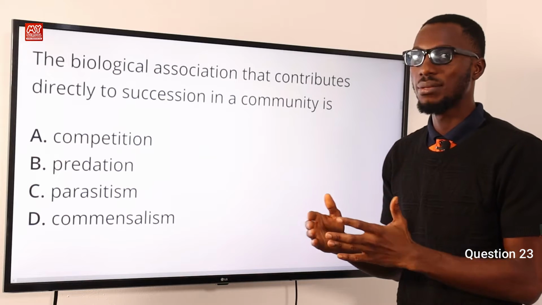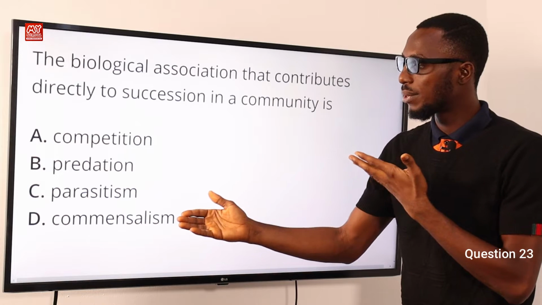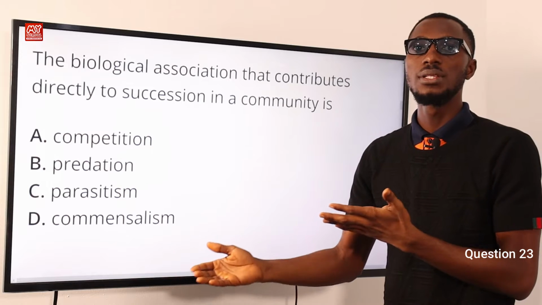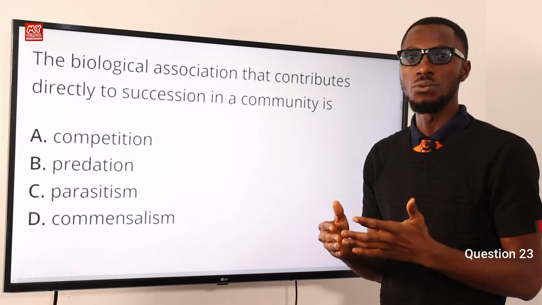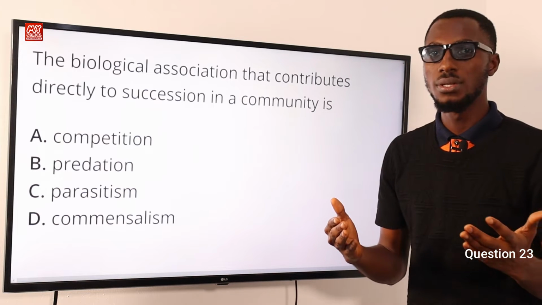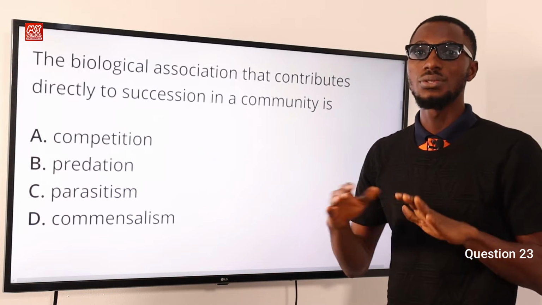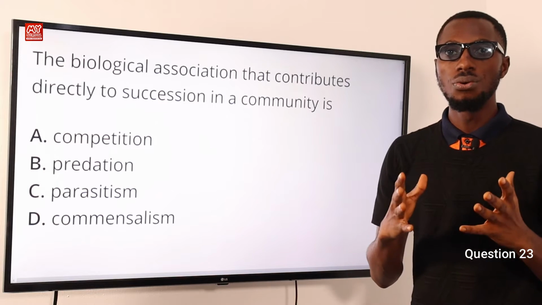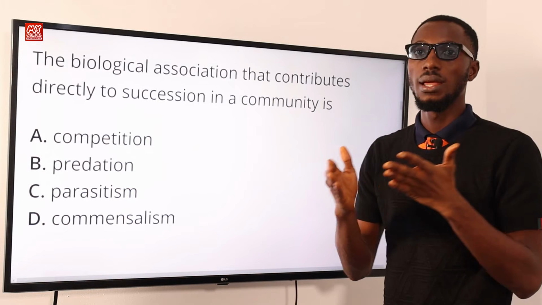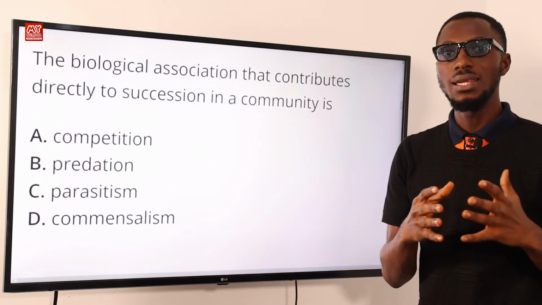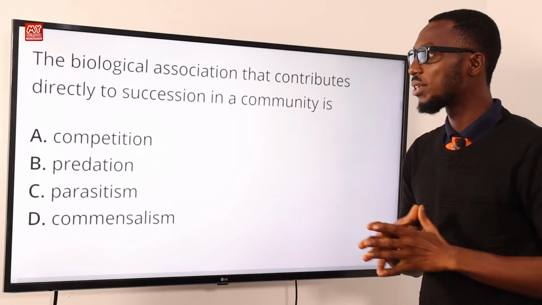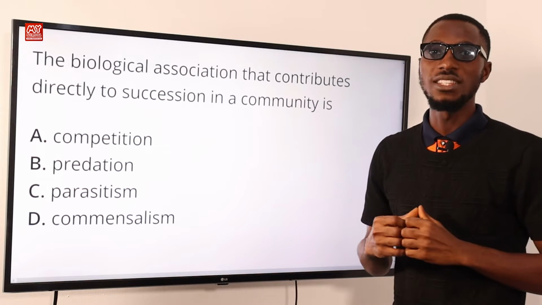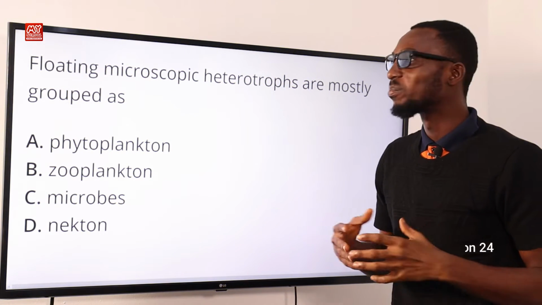Talking about commensalism, in this association, a particular organism stays around another organism to get food or probably to get support. In this case, there is no harm done to the host. So the correct option here is option A for competition. Competition is very correct. Question 24.